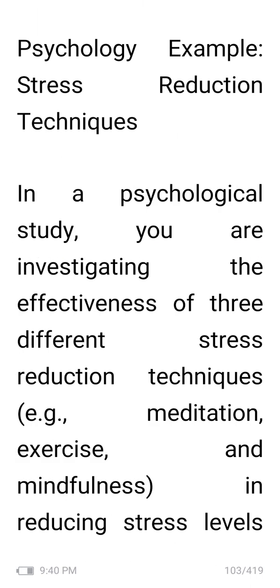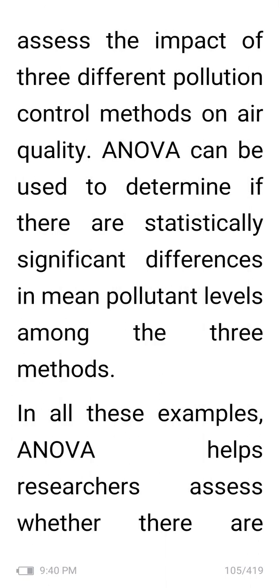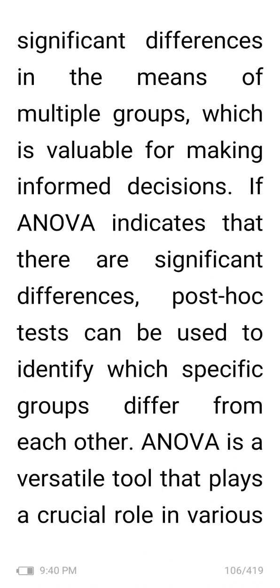Then environmental pollution levels. Imagine you are conducting an environmental study to assess the impact of three important pollution control methods on air quality. ANOVA can be used to determine if there are statistically significant differences in mean pollutant levels among the three methods. In all these examples, ANOVA helps researchers assess whether there are significant differences in the means of multiple groups, which is valuable for making informed decisions.